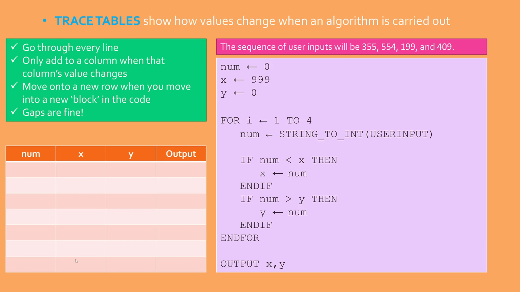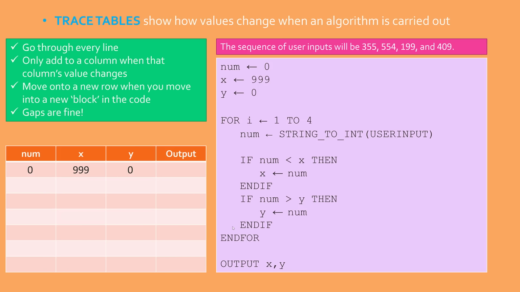Well, your job is to fill in this if you were given this question. And the first step is, the first 3 lines of code have got 3 variables. Num is set to 0, x is 999, and y is 0. Because they're within one block of code and the order within this isn't important, putting it in one row of a trace table is perfectly fine.